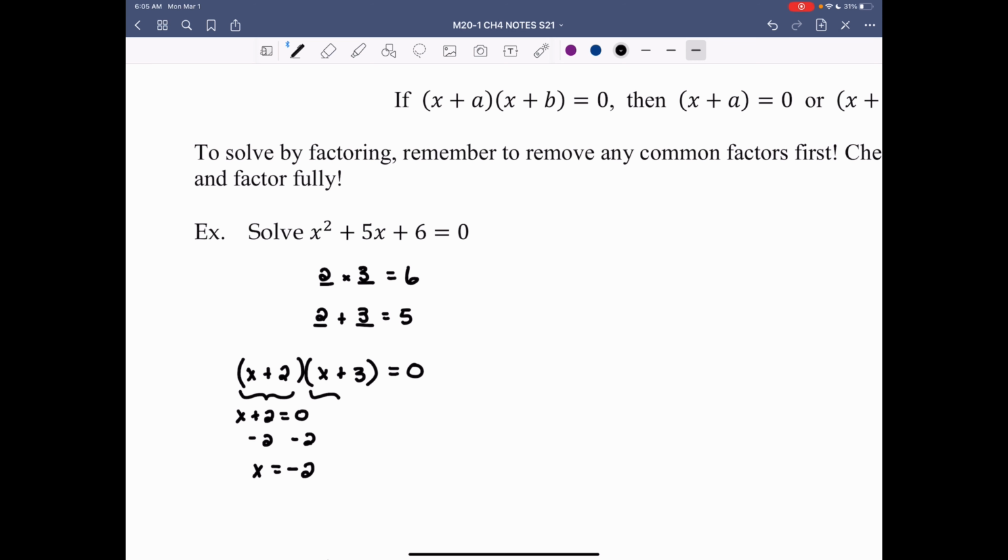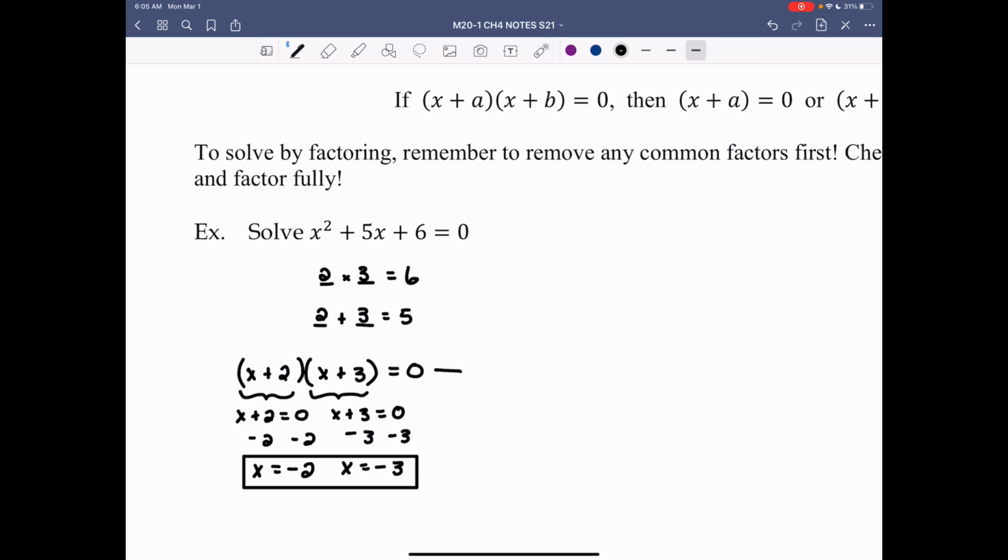And do the same for this factor. When does that equal 0? X plus 3 equals 0. Subtract 3 from both sides, and x equals negative 3. So our solutions are x equals negative 2 and x equals negative 3.